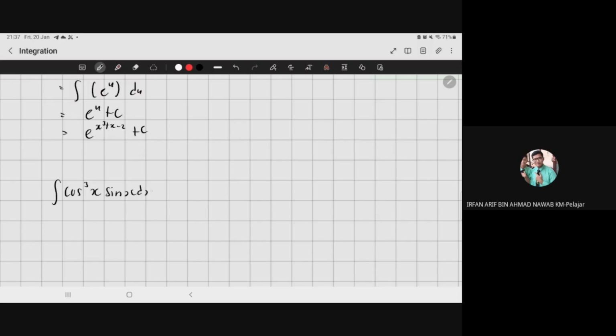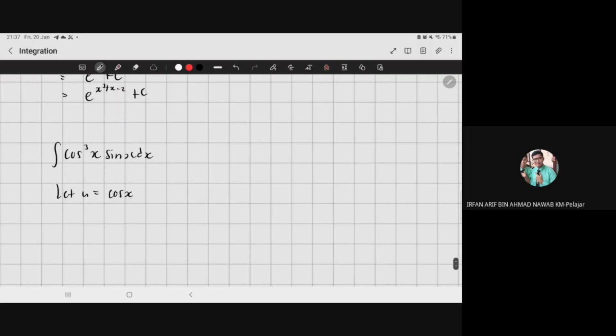Now, how do we apply the substitution method? Usually whenever I see these kinds of questions, I substitute the trig function that has the power. So let u is equal to cosine of x, and then I differentiate with respect to x, so you get du is equal to negative sine of x dx. And then you express it as sine of x dx is equal to negative du.